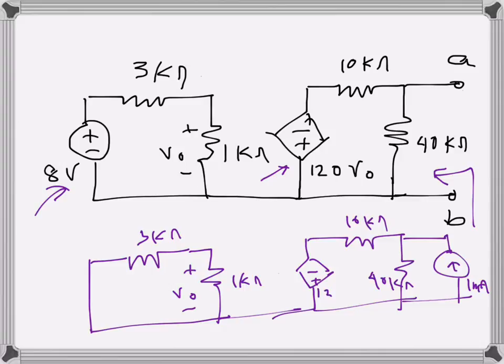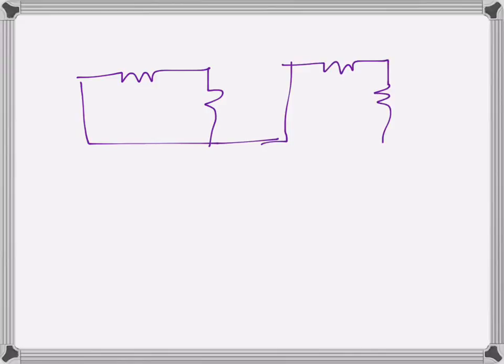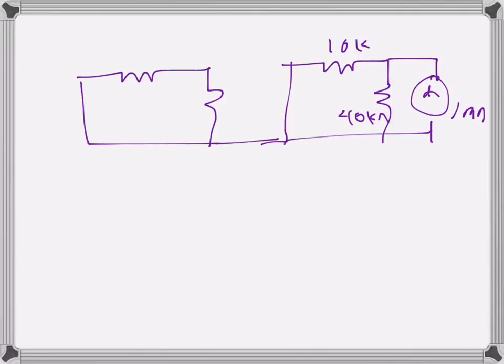Like that, and this is 120 V naught. Now for this arrangement, V naught will become 0 since there is no source in the primary circuit. In this side there will be no flow of current, so V naught will be 0. If V naught is 0, this 120 V naught will also be 0. So our circuit will become something like this. Basically this one short circuited, this one like that, and then this. So this is 1 milliamp, 40 kilo ohms, 10 kilo ohms, here 1 kilo ohm and 3 kilo ohms.